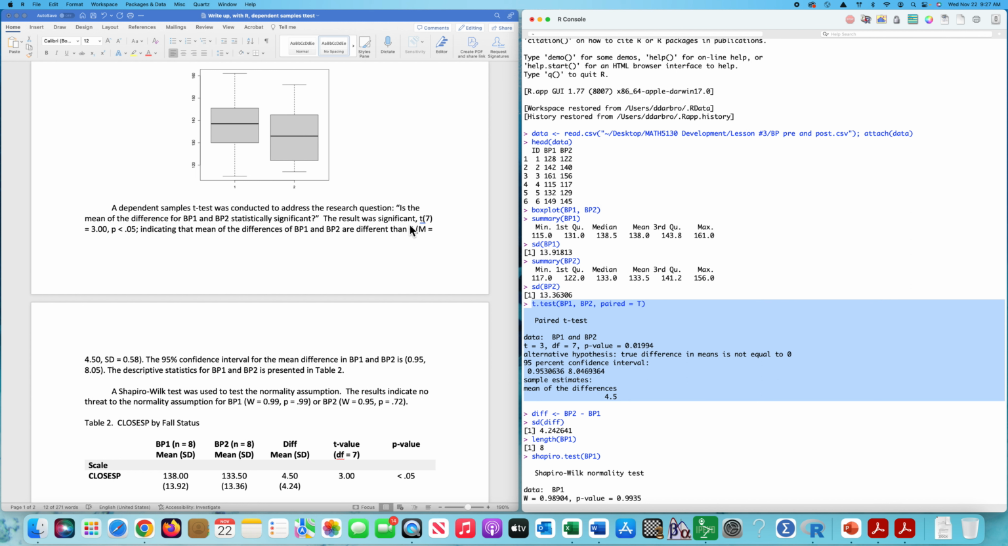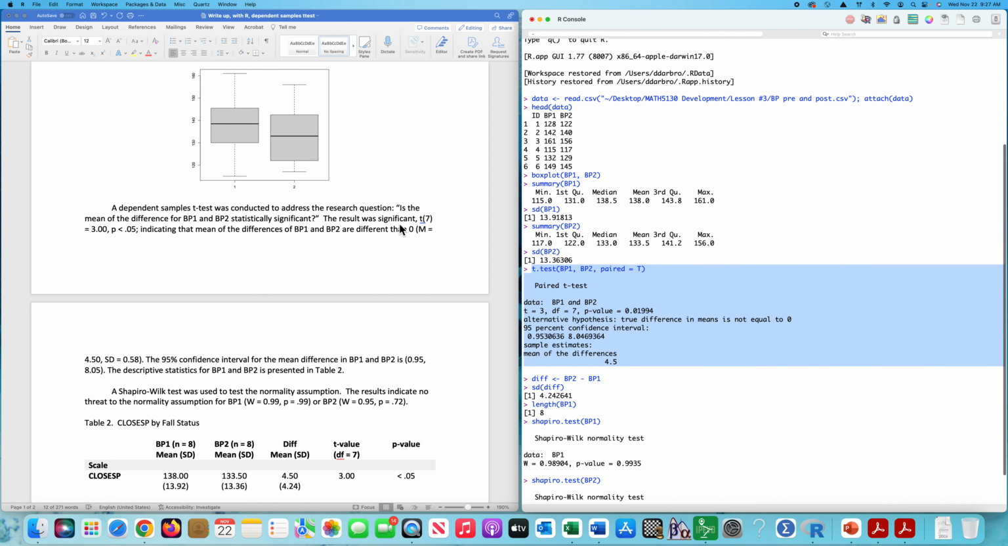So the result was significant, t, because I have a t right there. The degrees of freedom are 7. The test statistic is equal to 3. And my p-value was significant at the 0.05 level, indicating that the mean of the differences of BP1 and BP2 is different than 0.